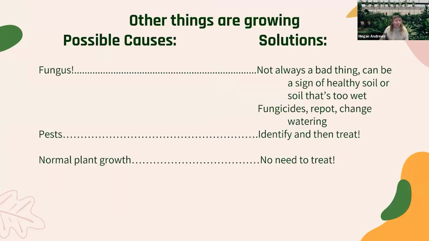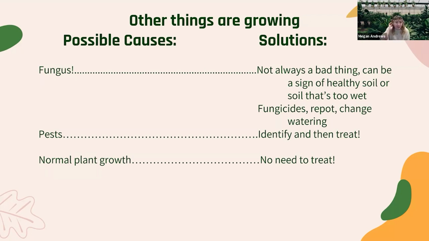Okay, so what about other things growing in your soil? Like, oh no, what am I going to do? If it's fungus, such as a mushroom, that you can physically see, it's not always a bad thing. It can be a sign that you have really healthy soil. It could also mean your soil's a bit too wet, too moist. You might have too much moss in there or something that's holding onto the moisture for too long. If you are worried about fungus, you can use fungicides, repot, and change your watering schedule. It could be pests, or it could also be normal plant growth.